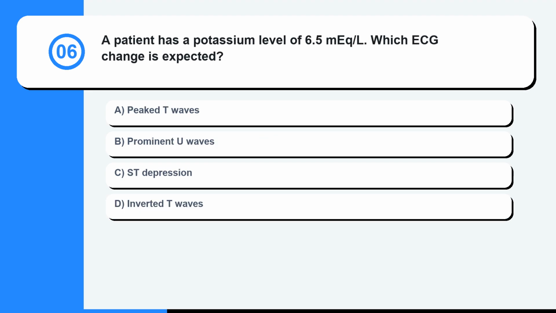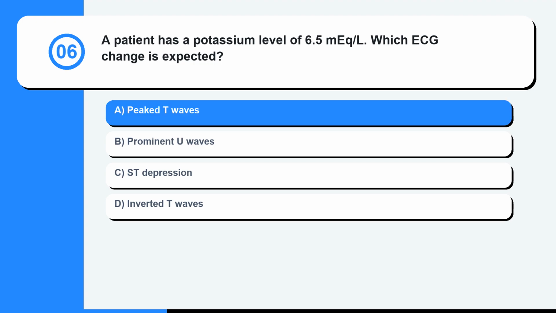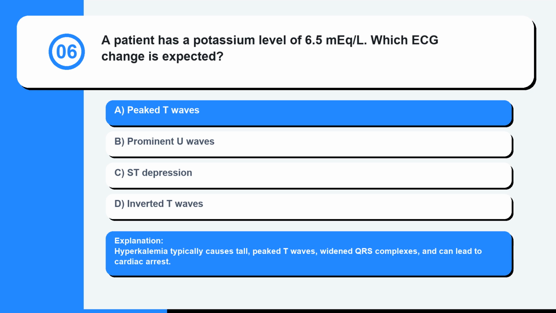Question 6. A patient has a potassium level of 6.5 milliequivalent/L. Which ECG change is expected? A. Peaked T waves. B. Prominent U waves. C. ST depression. Or D. Inverted T waves. The correct answer is A. Peaked T waves. Hyperkalemia typically causes tall, peaked T waves, widened QRS complexes, and can lead to cardiac arrest.